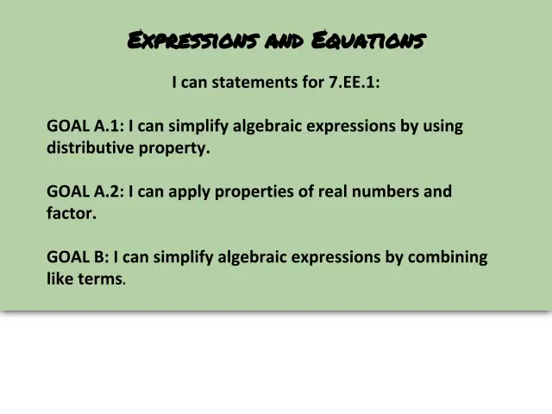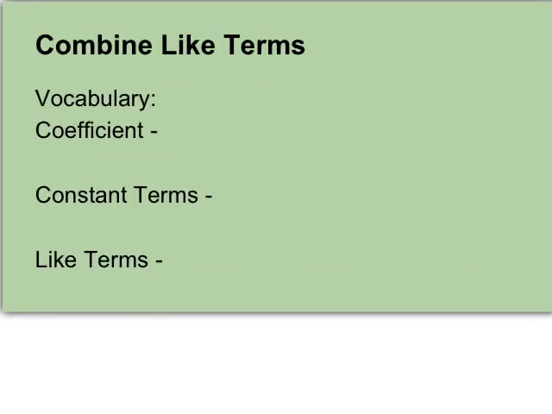This video is going to go into the last piece of our 7EE1 goals. And that goal says I can simplify algebraic expressions by combining like terms. Before we get into how to do that, we need some of the vocabulary that goes along with this section. So within combining like terms, we need to know what this word coefficient means.